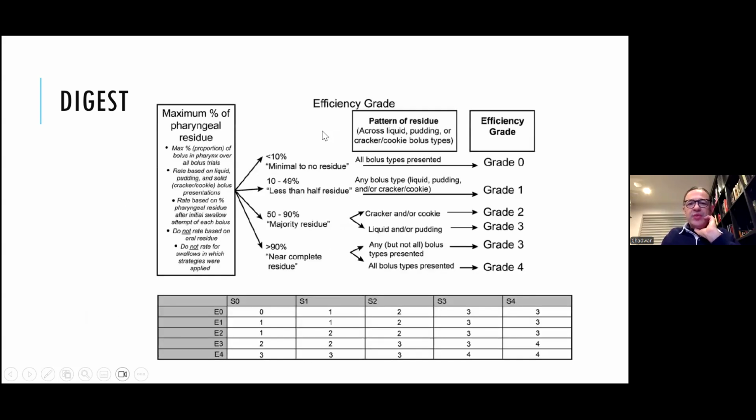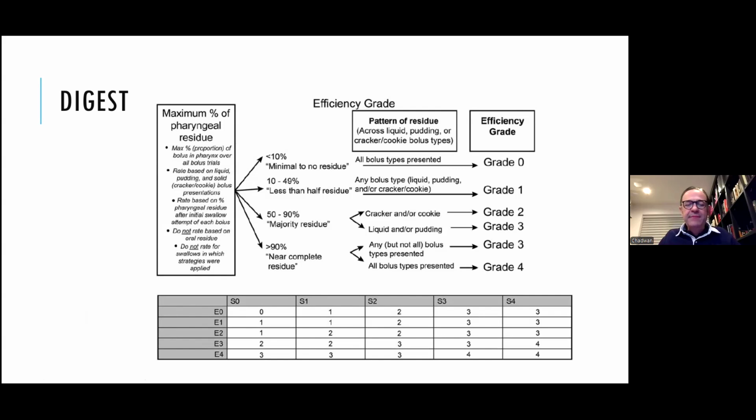Similarly, the same thing applies with efficiency. You will have residue, minimal residue, less than half, etc., and that breaks it down. For safety you get a grade from 0 to 4, and for efficiency you also get a grade from 0 to 4, and you can plot it and get your overall grade. So it gives you three scores: an overall grade, a safety grade, and an efficiency grade. It's a very nice way to quantify it without getting bogged down about how many millimeters here and there.